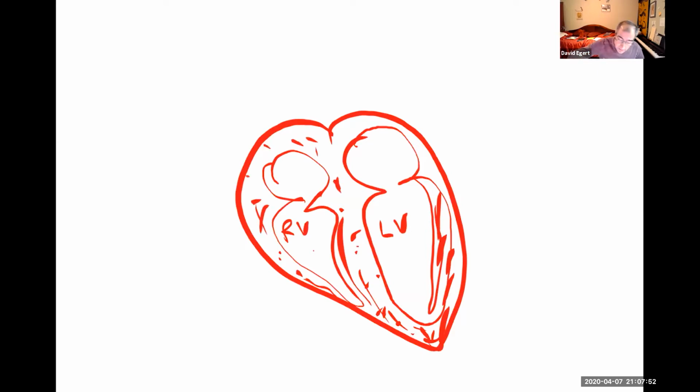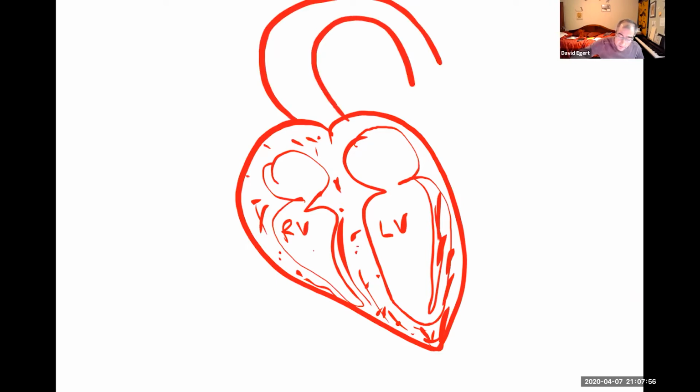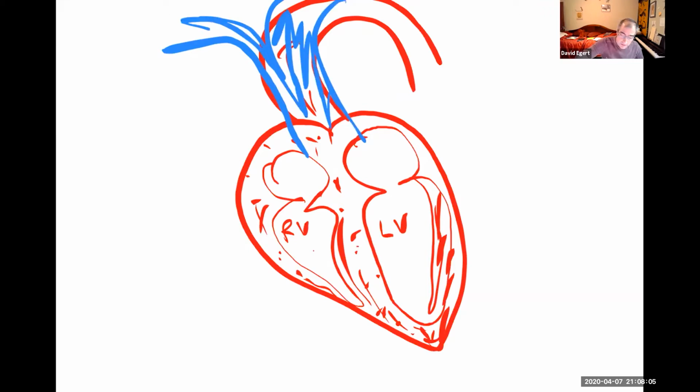We saw coming out of the top, we've got the aorta. You've got the pulmonary trunk also coming out of the top here. So this should look pretty familiar from last class. What I didn't talk about last class were the different layers that make up the heart. And so let's talk about that now.